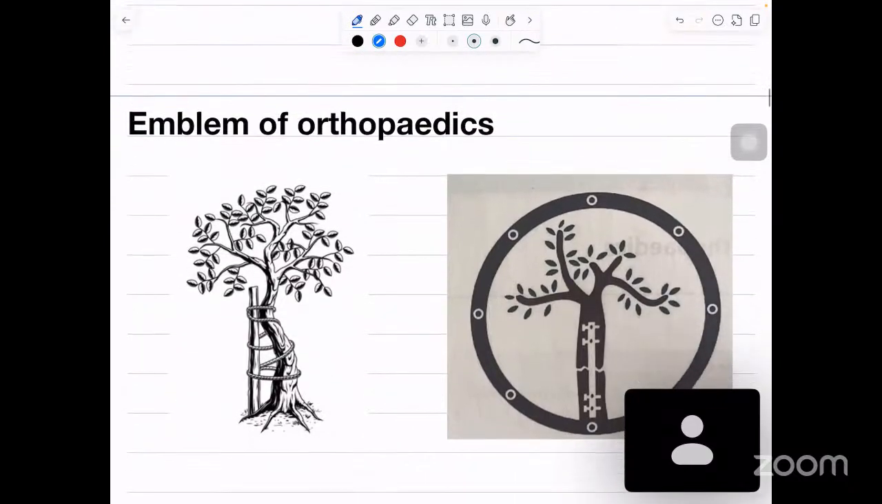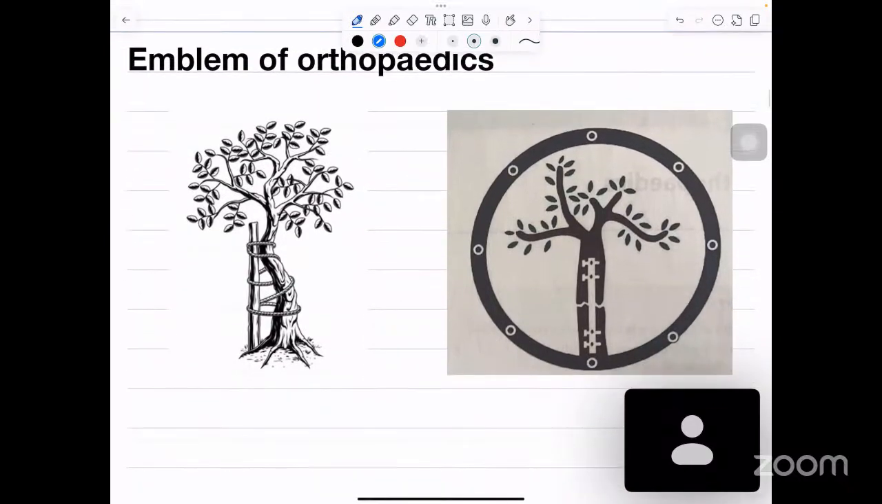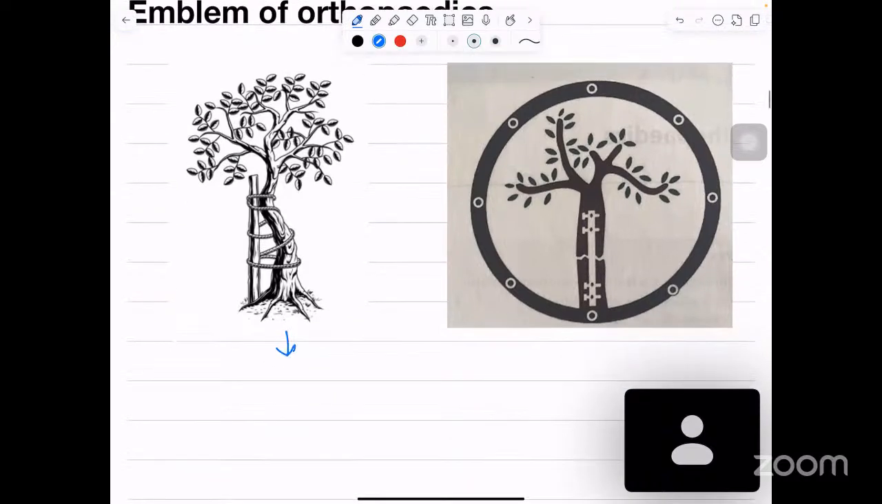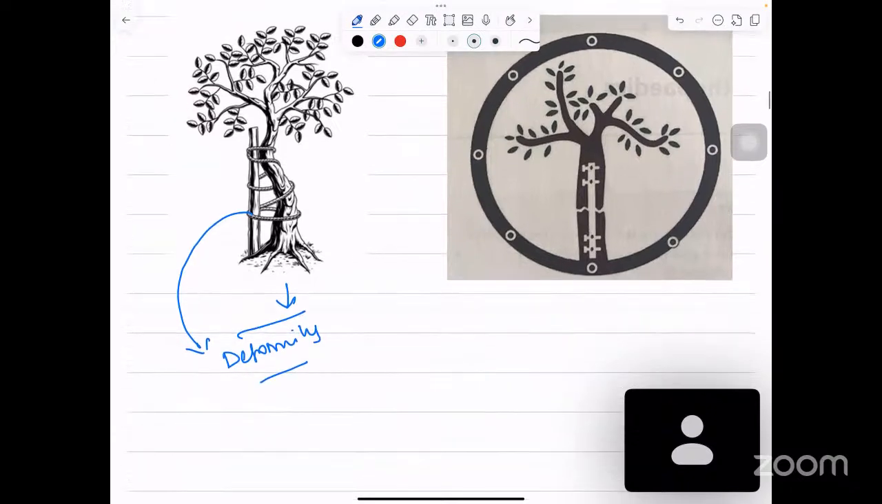Okay, so after this, what is the emblem of orthopedics? Whenever you start a society, there is always an emblem which signifies something. So this is a tree. This is a deformed young tender plant. As you can see, it is deformed and tied to a pole, so that the deformity will be corrected. This symbol was used predominantly till now.